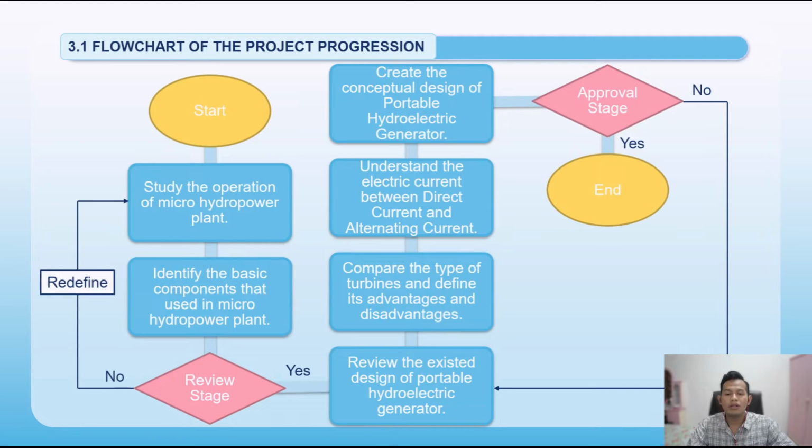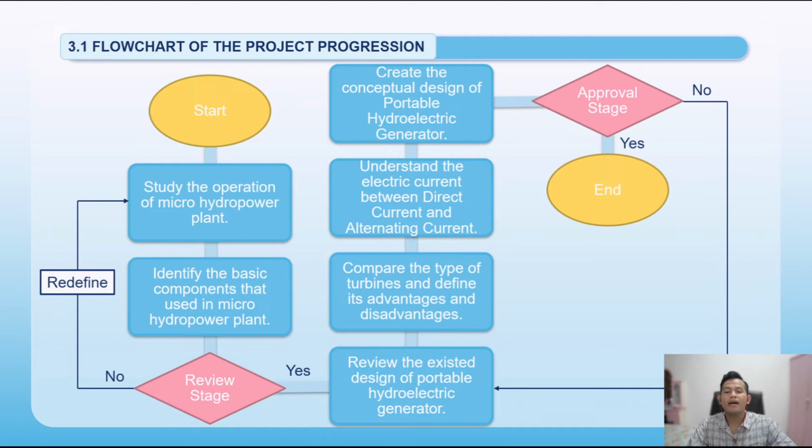At the review stage, when the information is not well defined, it needs to be redefined from the beginning. If yes, proceed to the next process. The next process is to review the existing design of portable hydroelectric generators to obtain some ideas from existing designs that are suitable to apply to the prototype. Then, compare the types of turbines and define their advantages and disadvantages. The comparison of turbines is based on the reliability of the turbine when rotating.